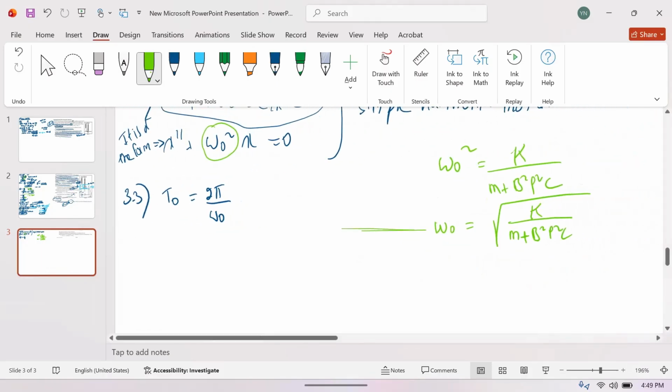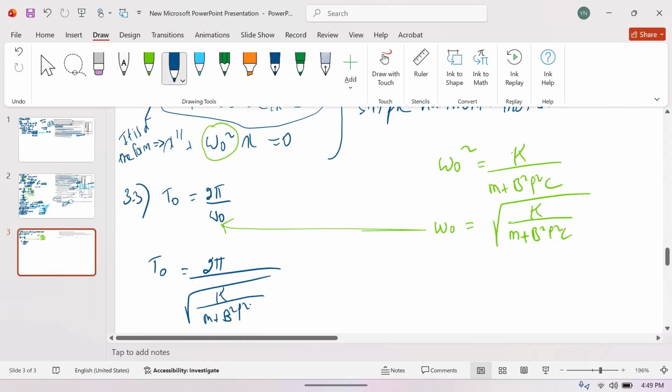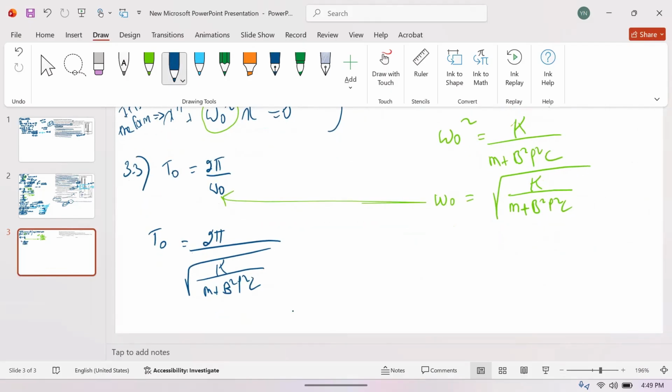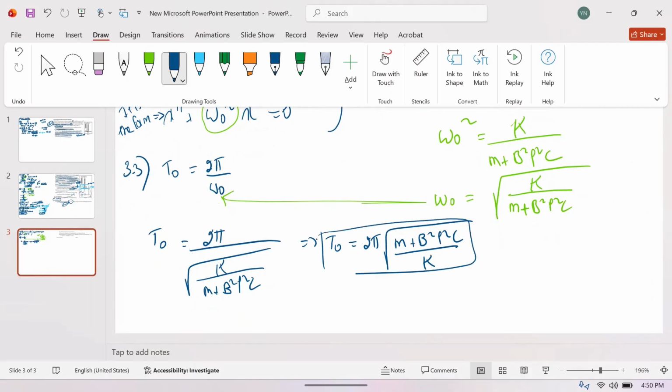Now, since we got omega 0, just replace it here, and we will be having T0 equals 2 pi over that thing. When I say over that thing, I mean find the inverse of that, but let me be specific. K over m plus b squared L squared c. When you have over a fraction, just inverse the fraction. Instead of saying k over something, you say something over k. You inverse that. So you will be getting 2 pi as it is, and the inverse of whatever you have in the radical. And this is the T0 they're asking for.